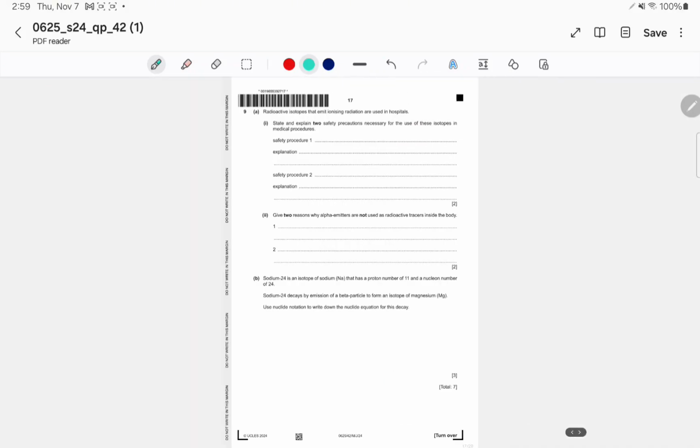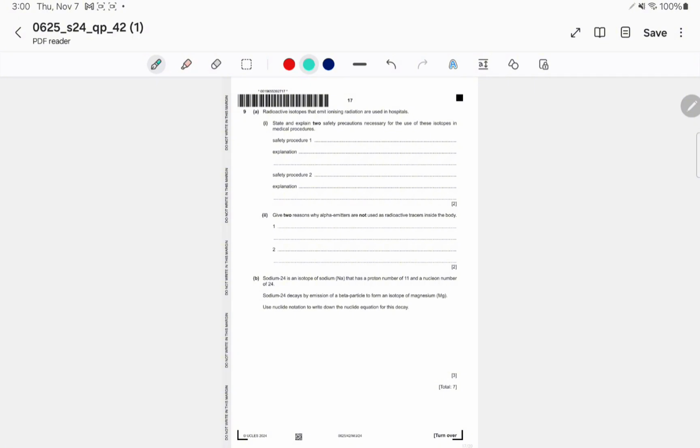Next question, 9th question. The radioactive isotopes that emit ionizing radiations are used in hospitals. State and explain 2 safety precautions necessary for these isotopes in medical procedures. One thing, the time duration of the exposure should be reduced because it's very dangerous. Second thing, the radiation intensity decreases when you increase the distance. These 2 things we can keep in mind.